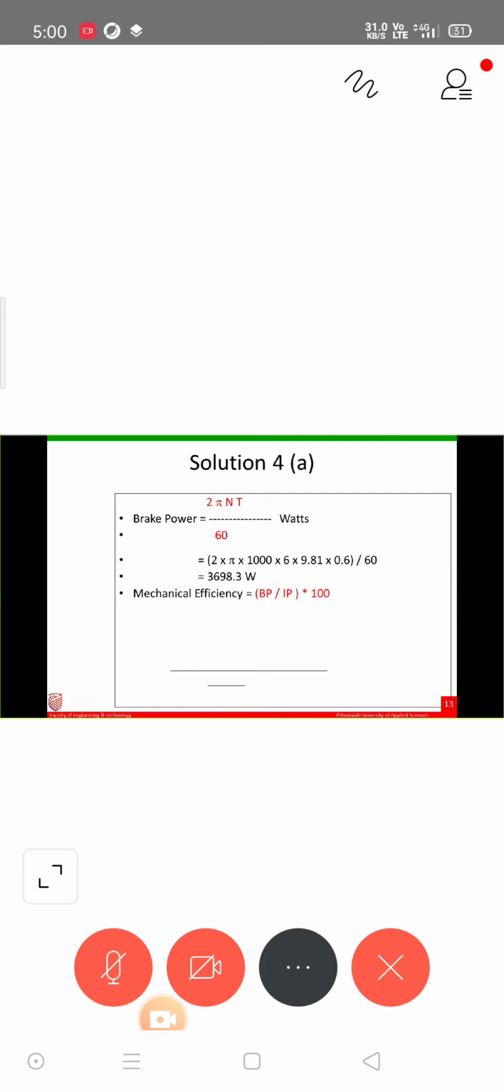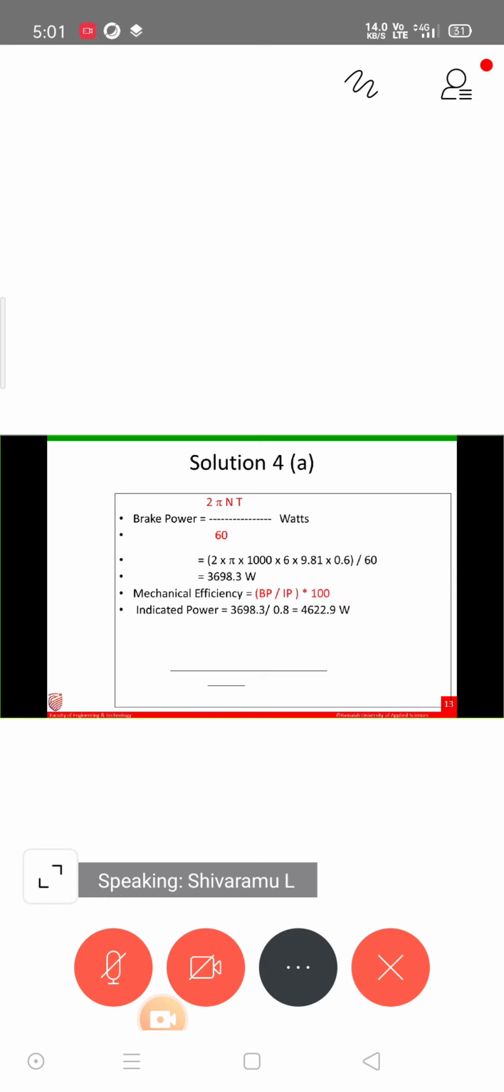Now they ask you to calculate with mechanical efficiency of 80%. That means IP you can calculate directly, because we know the mechanical efficiency and we know BP. If you know both, then obviously the IP can be calculated directly. The indicated power will become the brake power divided by mechanical efficiency. So that will become 462.9 watts. You can convert this into kilowatts, no issues, but right now they have retained it in watts.